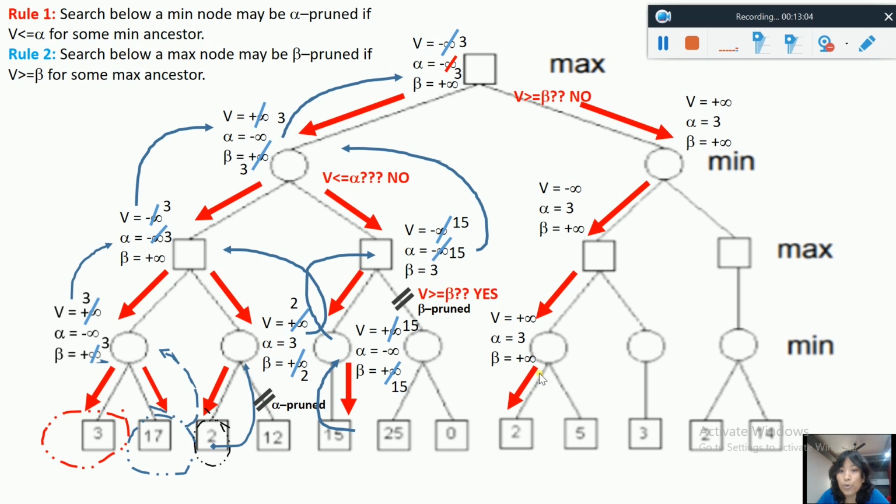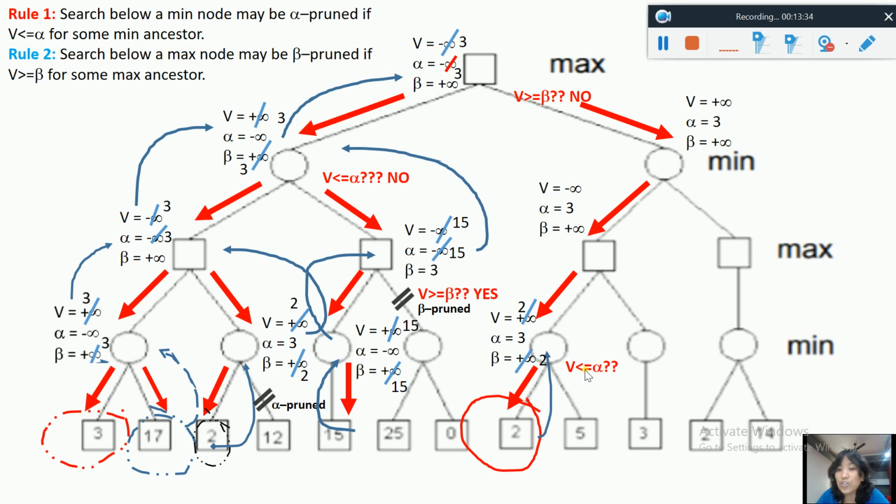Now I go to this one and I hit with the value 2 as the static evaluation function value. This value will go backwards to its parent, and as it is the min player and 2 is the better node compared to plus infinity, the value of the node will get updated to 2, and the value of beta, as playing for the min, will also get updated.